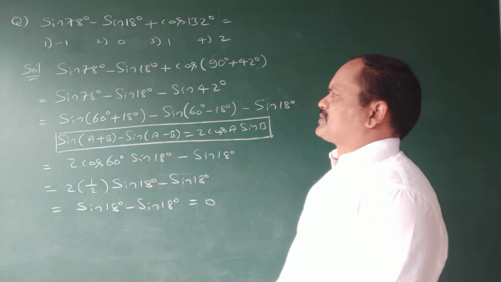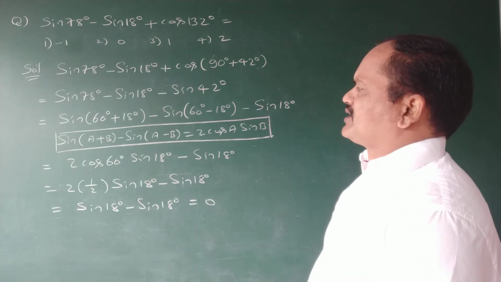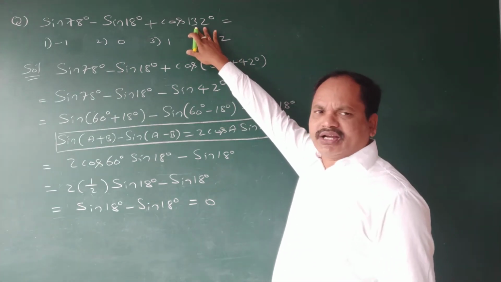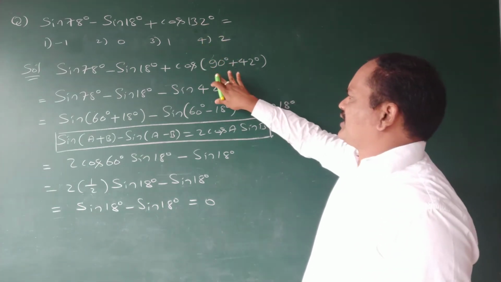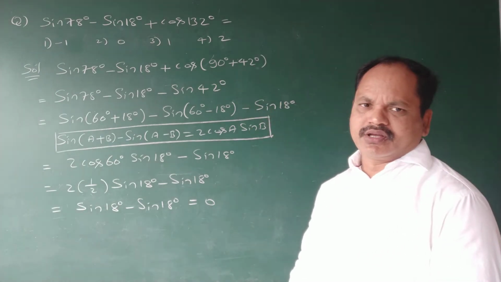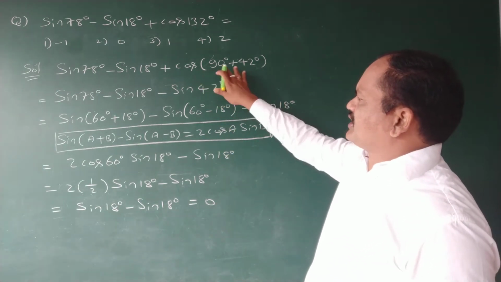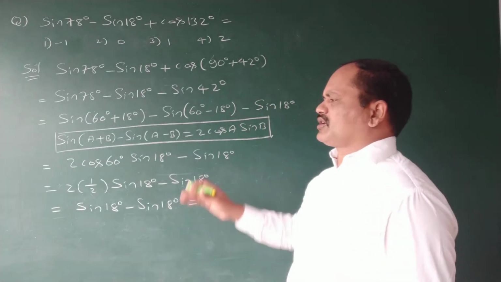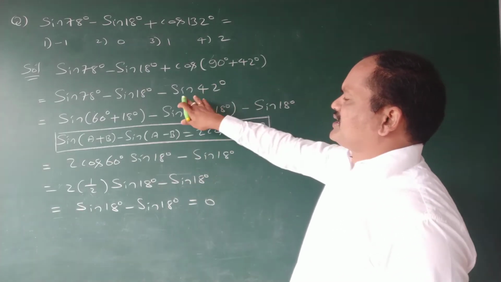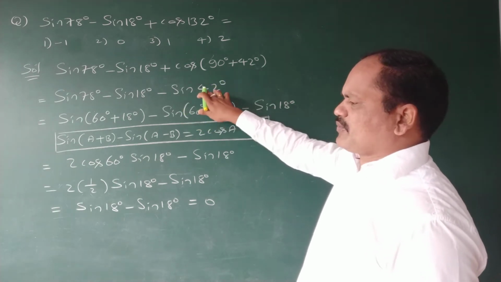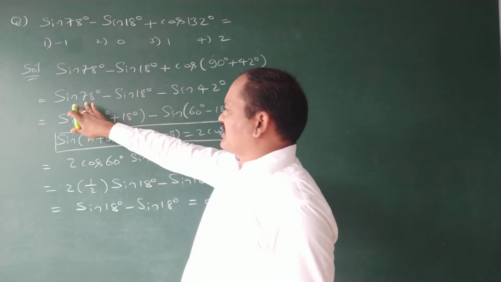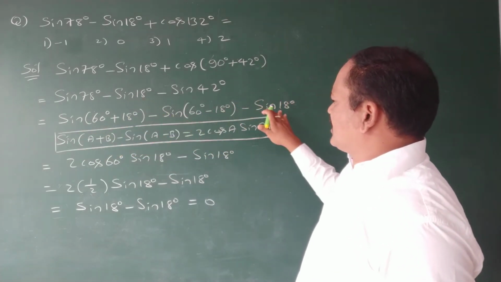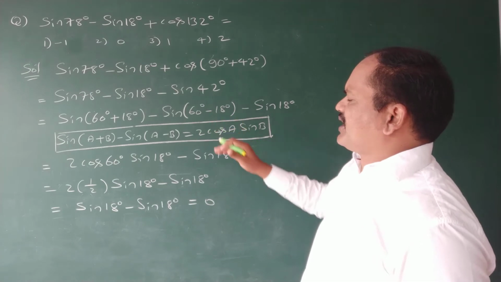Now we have to take the expression that is sin 78 degrees minus sin 18 degrees plus cos 132 degrees. This 132 can be written as 90 plus 42. So cos(90 plus 42) belongs to the second quadrant. In the second quadrant, cos(90 plus theta) gives minus sin theta. That's why minus sin 42. This 78 can be written as 60 plus 18. And 42 can be written as 60 minus 18.